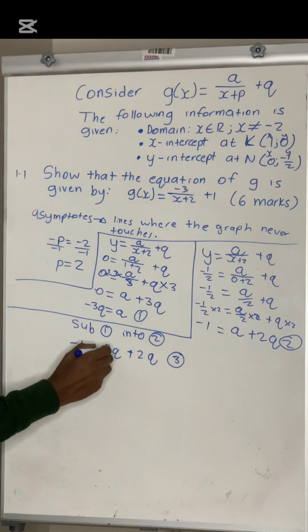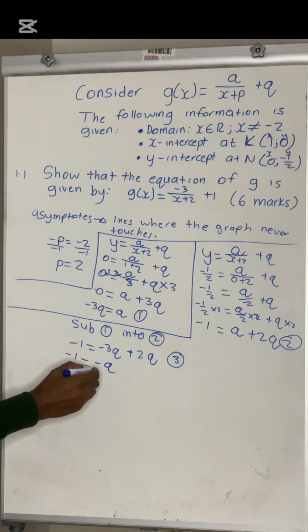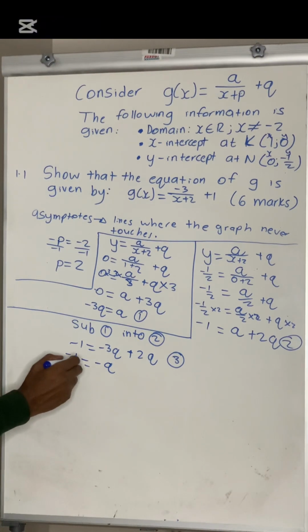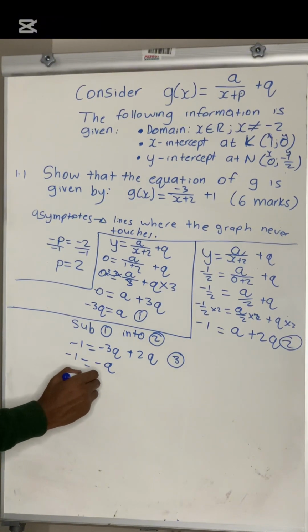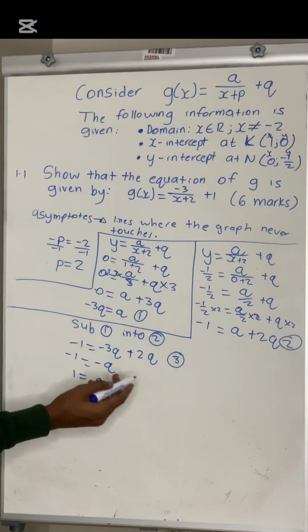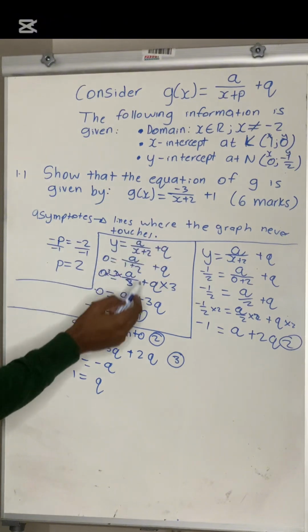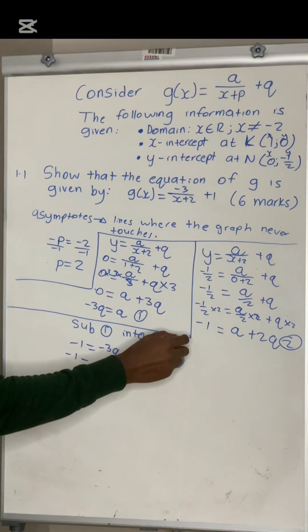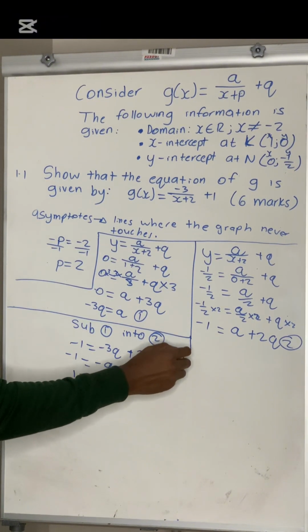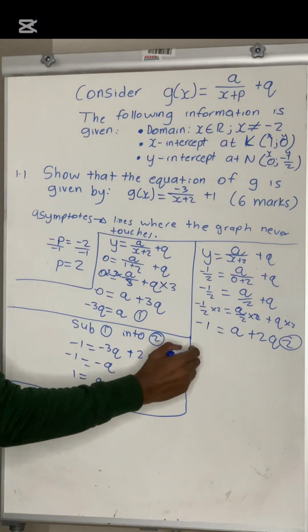Negative 1 is equal to negative 3q plus 2q, that is negative q. Divide by negative 1 on both sides, it's going to be 1 is equal to q. We've solved for q, which is 1. And does it match with this one? Yes, it does. We've got positive 1. Now let's solve for a. So things are significantly easier.